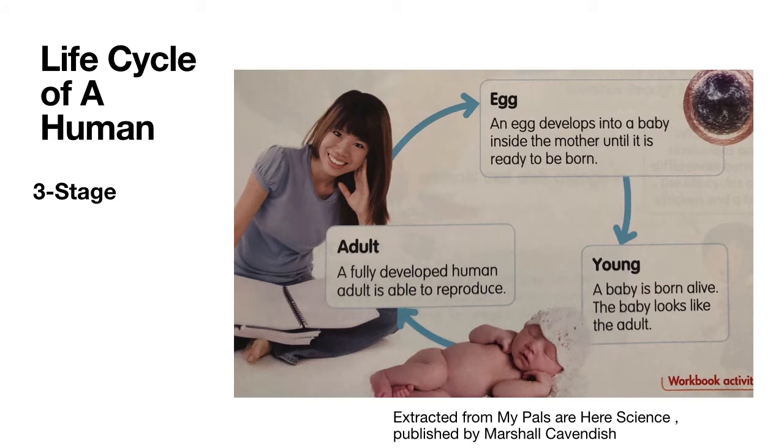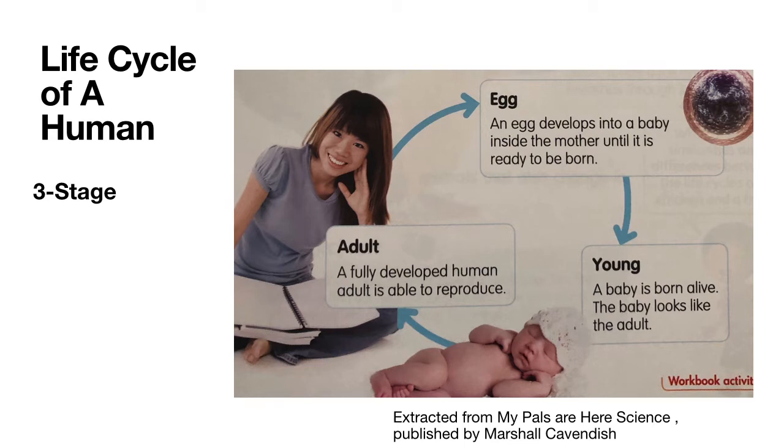Okay, in humans, after fertilization, the egg will be formed. The egg will develop into a baby inside the mother until it's ready to be born. So once born, it becomes a baby, right? A baby is born alive, and the baby looks like an adult, just a smaller version. It has hands, legs, a head, eyes, a nose, and a mouth. Anatomically, it's the same as an adult.